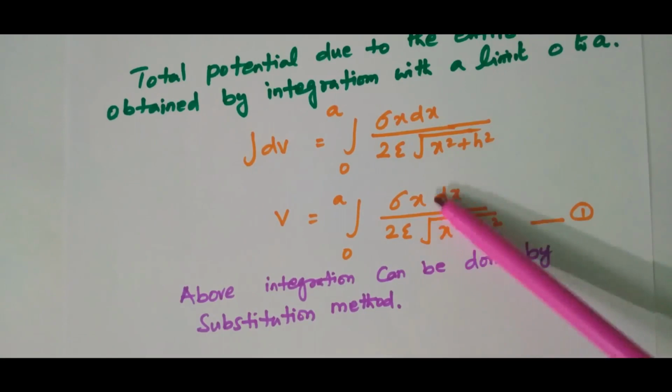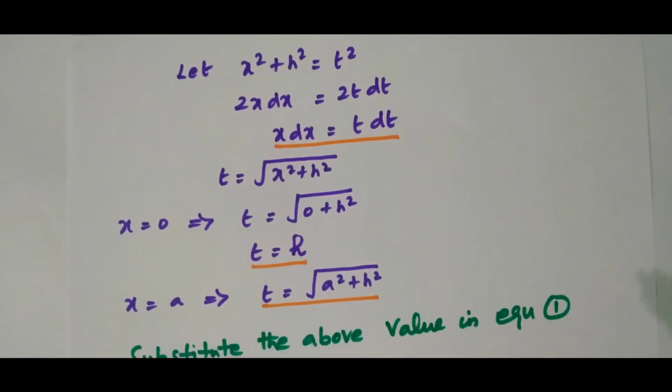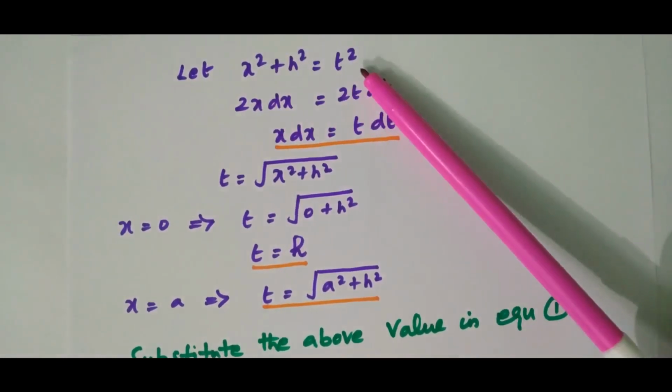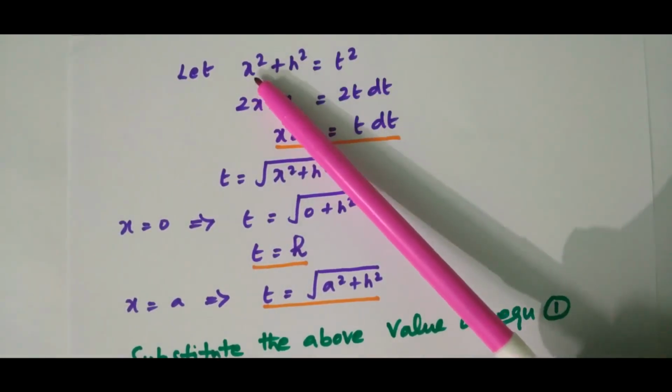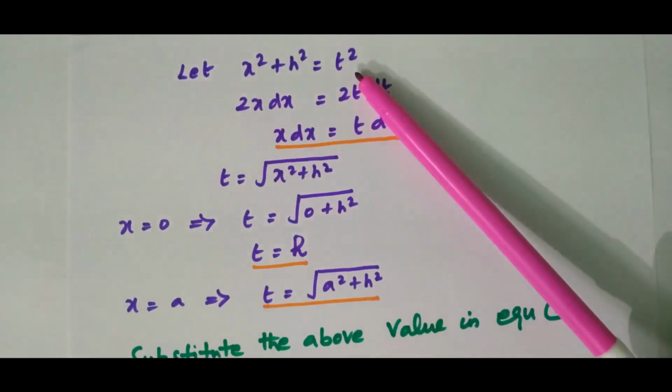We can use the u by v method, but alternatively, the substitution method is available. We can substitute this value so that it will be easier. You can do it by the u by v method also, but we will go with the substitution method, which is somewhat easier compared with the u by v method. So in this substitution method, we substitute x square plus h square equal to t square. That is, we are changing the variable from x to t.